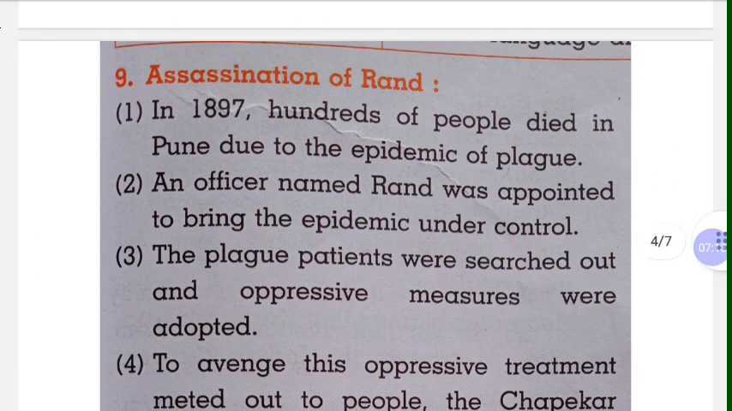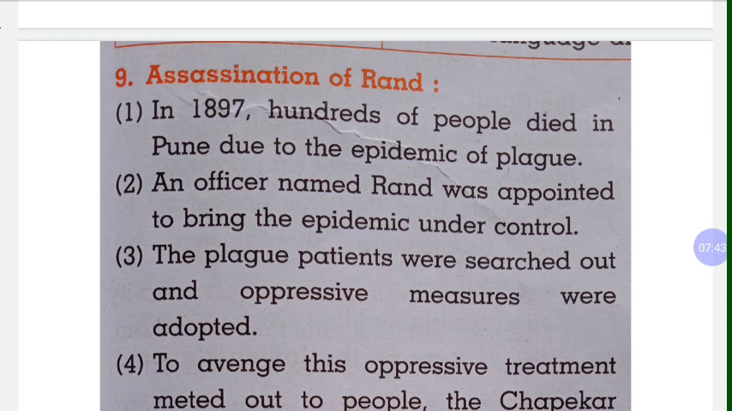Assassination of Rand. Dr. Rand was one of the British officers, and assassination मतलब हत्या करना, murder किया उसका. Let's see what happened here. In 1897, hundreds of people died in Pune due to an epidemic of plague. Now plague is one of the biggest diseases which occurred in 1897. Now you see students, the pandemic we are facing for the last 2 years, that is the COVID situation, and many people are losing their lives because of it.